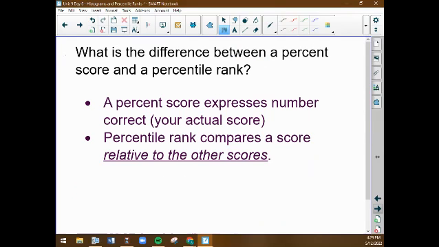So the difference between the percent on your score and your percentile rank is that the percent score expresses the number you got correct, so your actual score. So if you got like 96 out of 100 on a test, you got a 96% score on your test. But that doesn't mean that you are in the 96th percentile. You have to compare your ranking. How do you rank compared to other scores? So how many people scored below you? It's the number of people that scored below you.